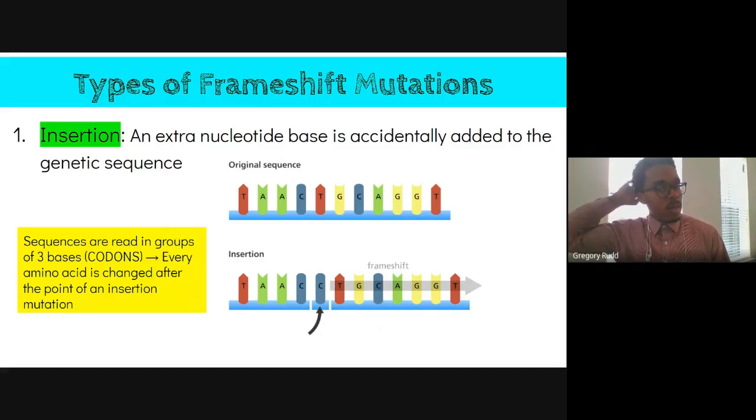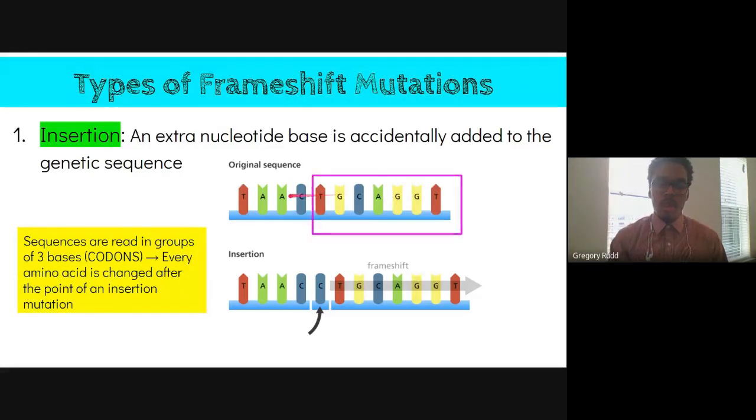But like we just talked about, when you insert a nucleotide, it shifts the entire frame over. It shifts your reading frame. So we have to keep in mind that we're reading in groups of 3s called codons. So every amino acid that comes after the point of insertion is now going to be potentially messed up. So insertion and deletion are really bad.